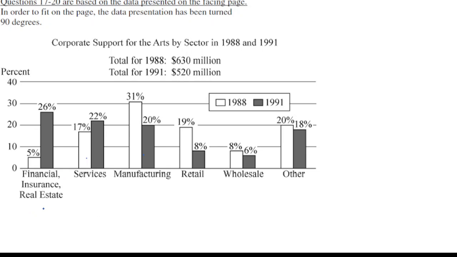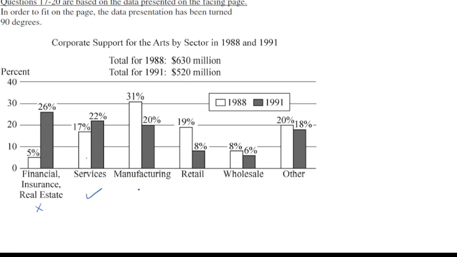So in the first case, the financial insurance real estate sector, we see that in the first year it's just 5%, whereas the cutoff was 9.5%. So this is not the case. But in services, in the first year the contribution is 17%, which is more than 9.5%, and in the second year it's 22%, which is more than 11.5%. So services is one of those sectors.